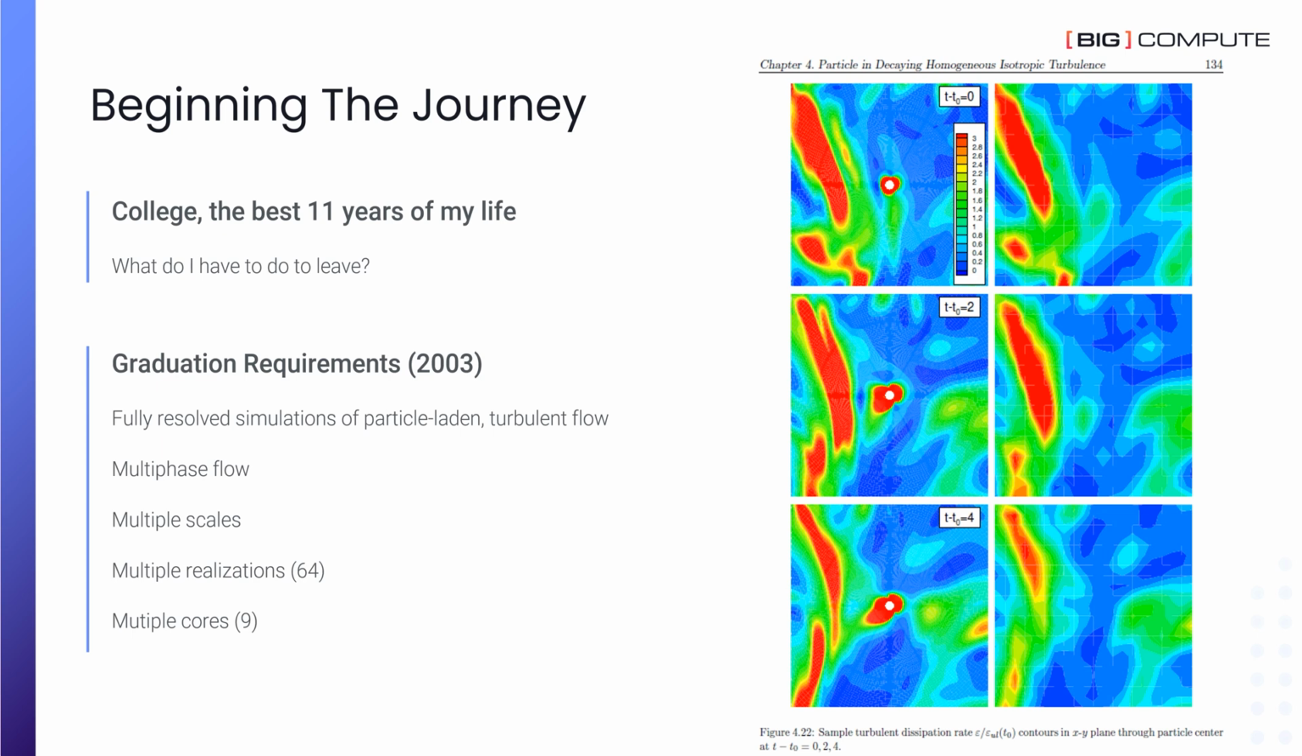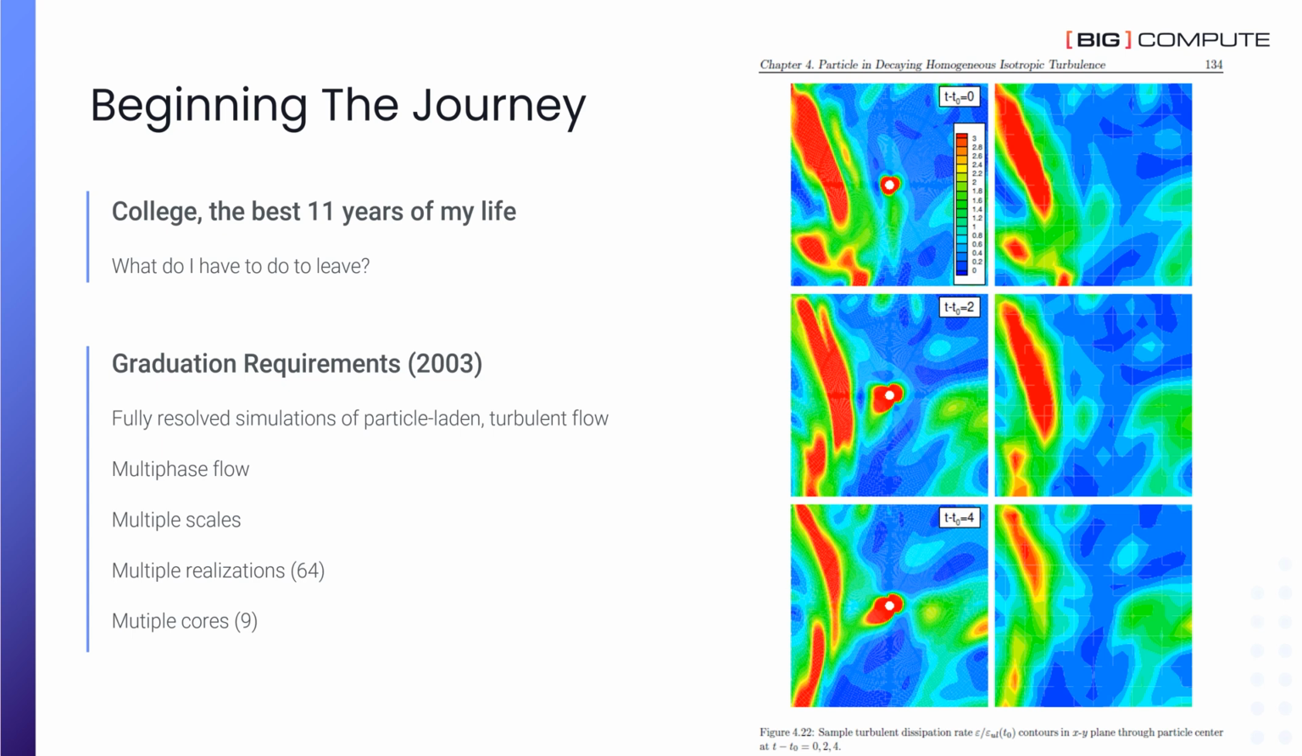And these were my graduation requirements back in 2003 when I finished up my graduate work. I had to do fully resolved simulations of particle-laden turbulent flow. And this problem encompasses some of the items listed on the previous slide. We've got multiphase flow, a solid particle surrounded by a fluid. We've got multiple scales. Turbulence is sort of one of the canonical multi-scale problems in that you have a range of fluid motions going from the smallest scales where viscosity is active up to the largest scales that are on the size of your flow domain.